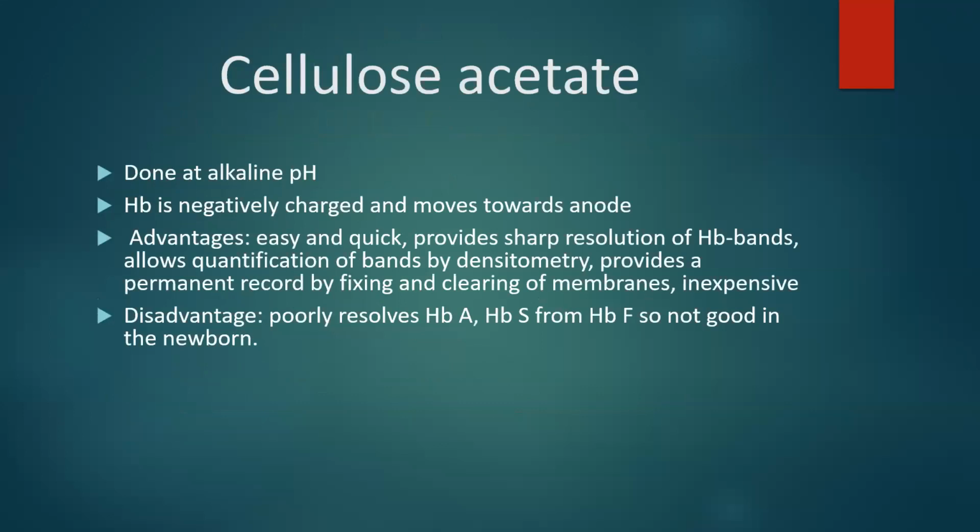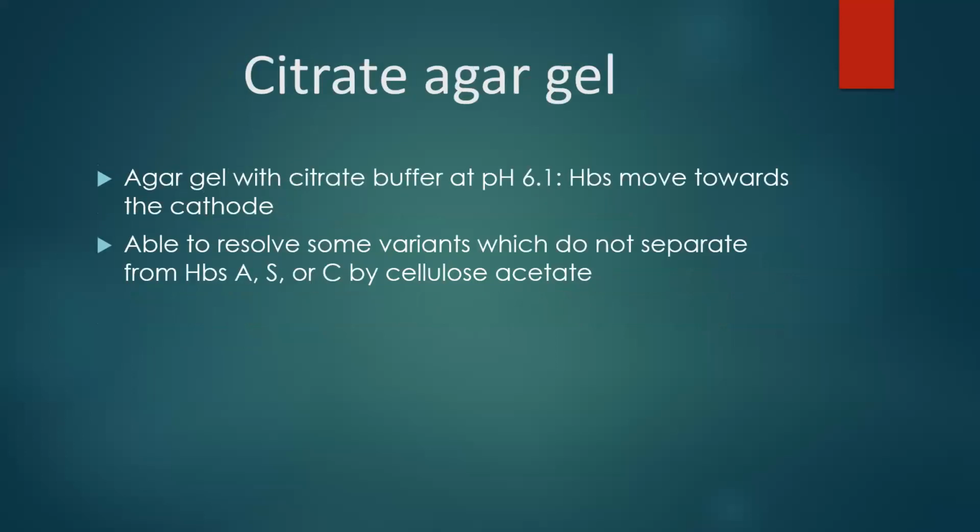So the cellulose acetate works in an alkaline medium. There's a limitation to this particular test because it hardly resolves hemoglobin A, hemoglobin S from the fetal hemoglobin. So the citrate agar gel helps to resolve other variants which the cellulose type cannot actually help to do.